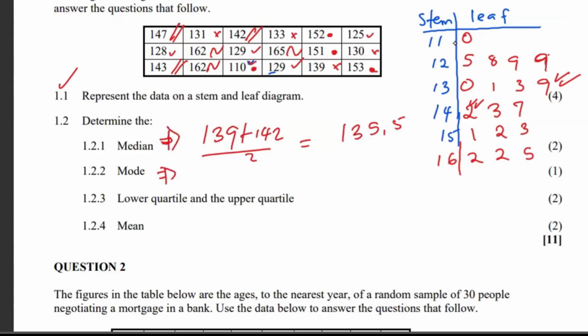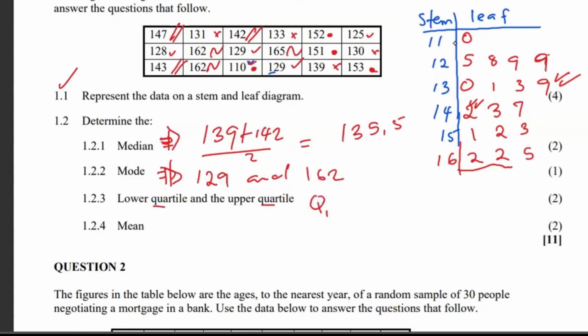Median is the middlemost number. Mode is the number that appears the most. So we have two 162s, and we also have two 129s. So we're going to say 129 and 162, because they are appearing the most number of times compared to all the other data sets. Then they want us to get the lower quartile and then the upper quartile.